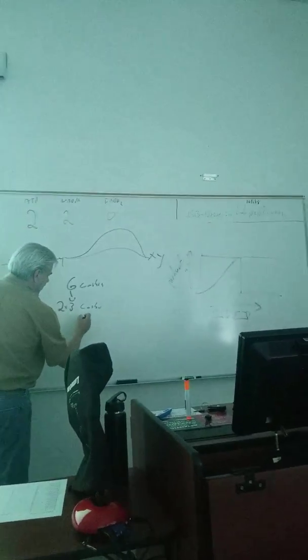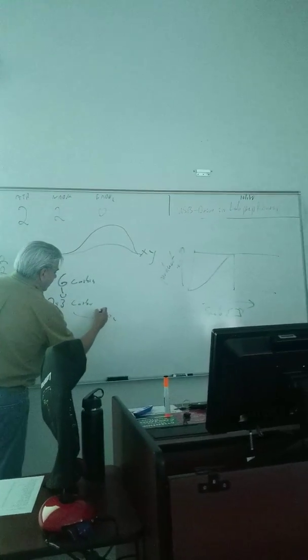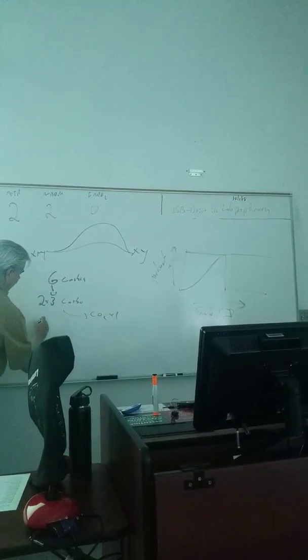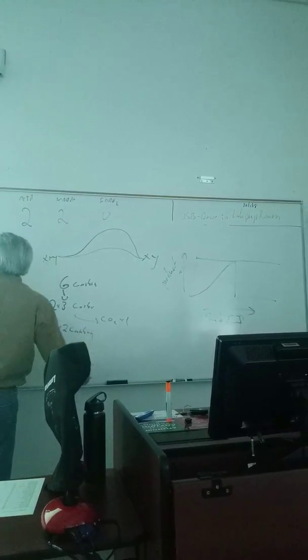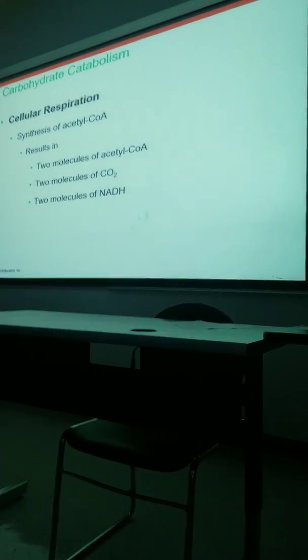And you pull off CO2 times 2. That's gonna give you 2 what? 2 carbons. And that's where we're at now. Now we're gonna take those acetyl-CoA and we're gonna dump them into where? Krebs cycle.